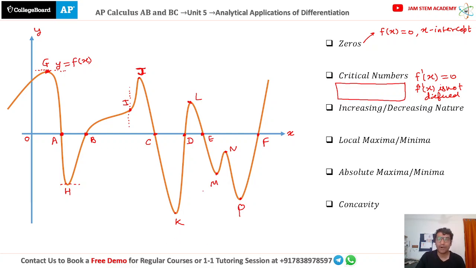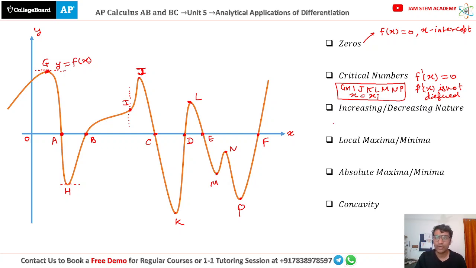So at these points, we are getting the critical numbers. The x values at these points are your critical numbers. So G, H, I, J, K, L, M, N, and P. The x values at these points are the critical numbers. Let's call it x equals xi.